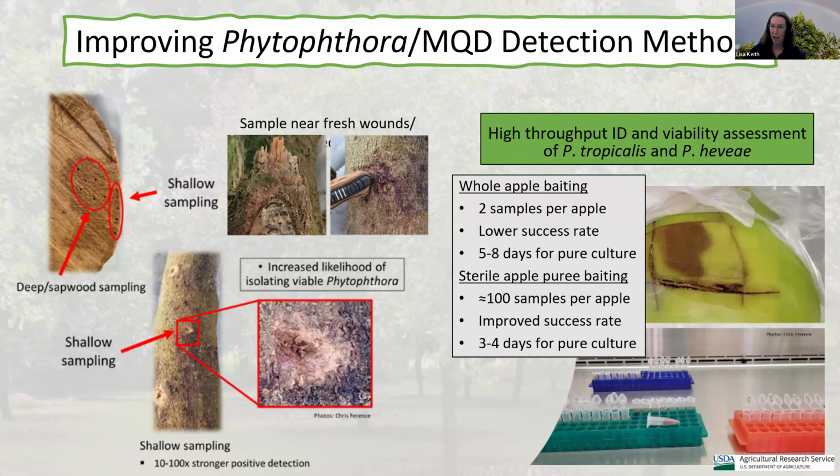And traditionally, an apple was used where you could get two samples and it would take a number of days. We actually constructed a new detection method where you could get more than 100 samples for each apple with an improved success rate and a shorter time to get viable cultures.